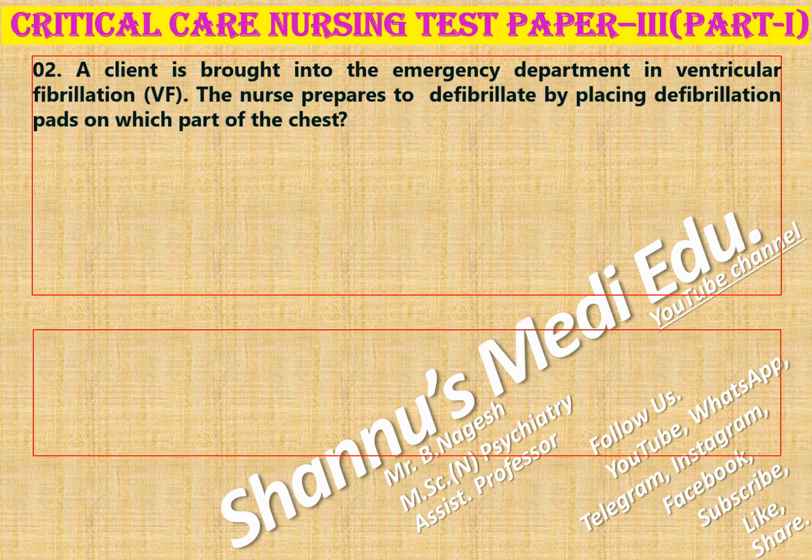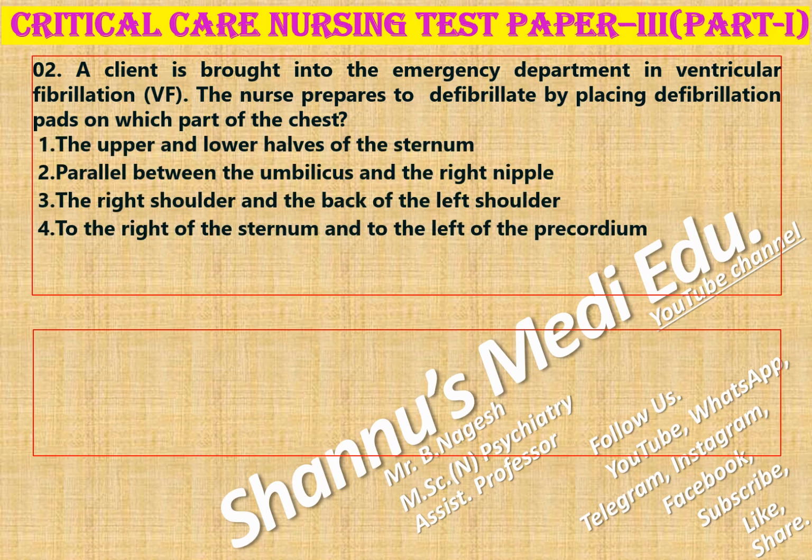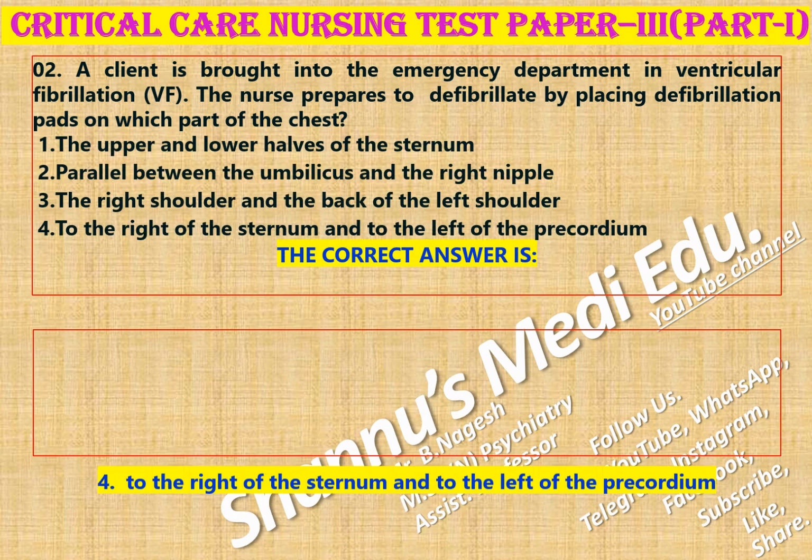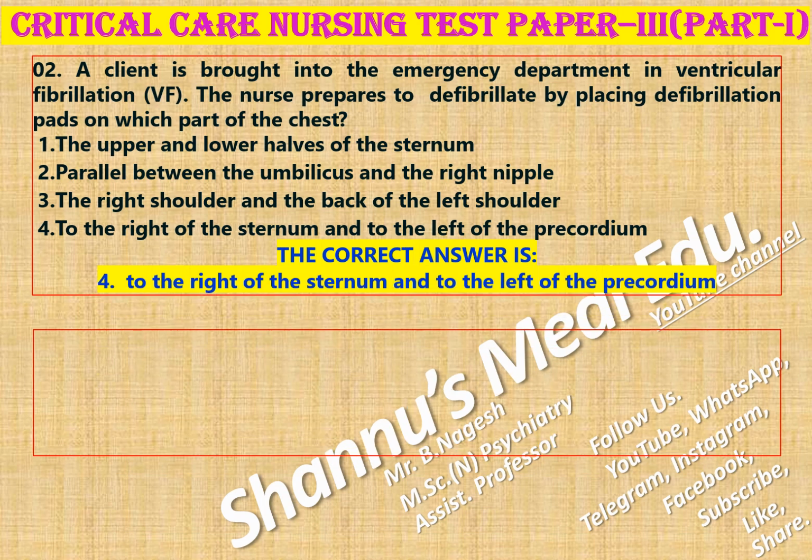Question number 2. A client is brought into the emergency department in ventricular fibrillation. The nurse prepares to defibrillate by placing the defibrillation pads on which part of the chest? The correct answer is to the right of the sternum and to the left of the precordium.